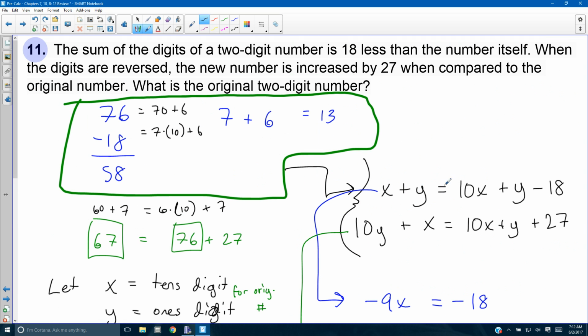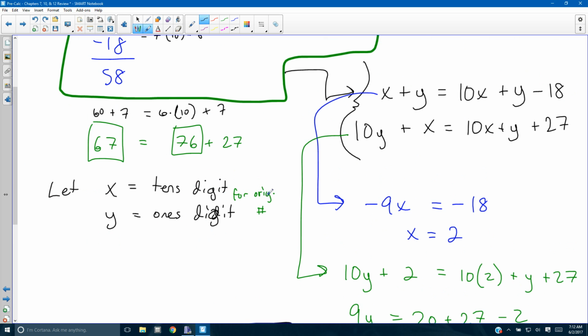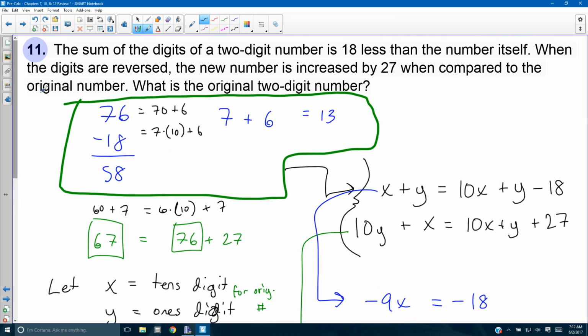The setup's kind of tough, but that's where you have to define variables and make sense of what it is you have. And by the way, this was for the original number, right? The new number was yx, right? The y is the tens digit at that point. There you go. Done with chapter 7.